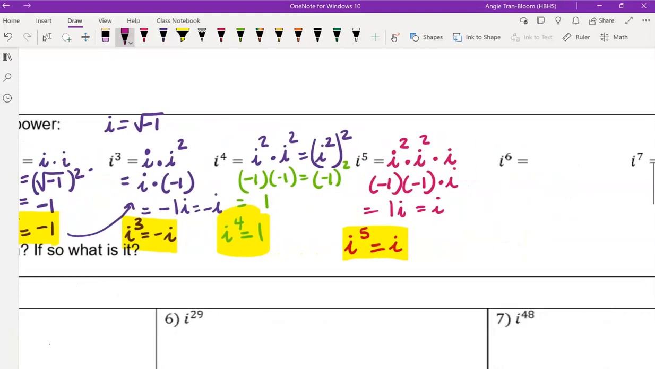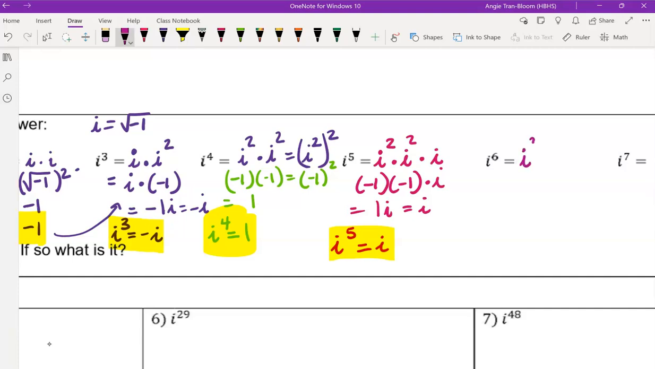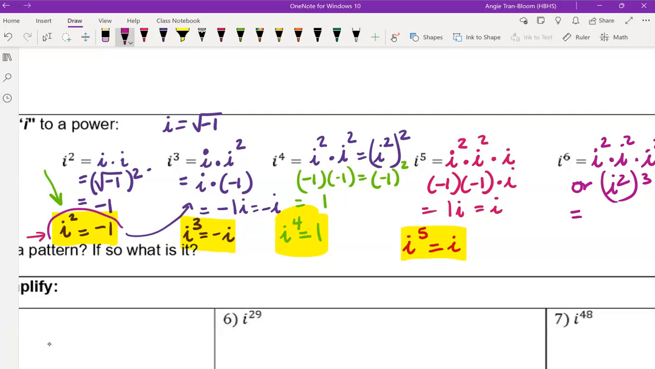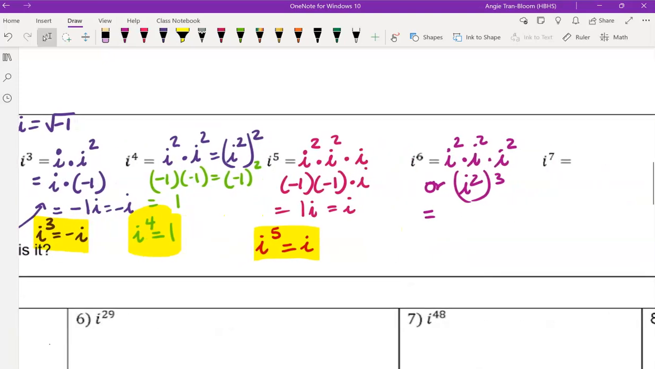i to the sixth. We can make i squared times i squared times i squared, because when you multiply, you add your exponents, or you can go i squared to the third. Either way is fine. Now if you go i squared, i squared, i squared, guys, i squared is always negative 1. So negative 1 times negative 1 times negative 1. Well, negative 1 times negative 1 is a positive 1. Positive 1 times a negative 1 is a negative 1. So i to the sixth equals negative 1.